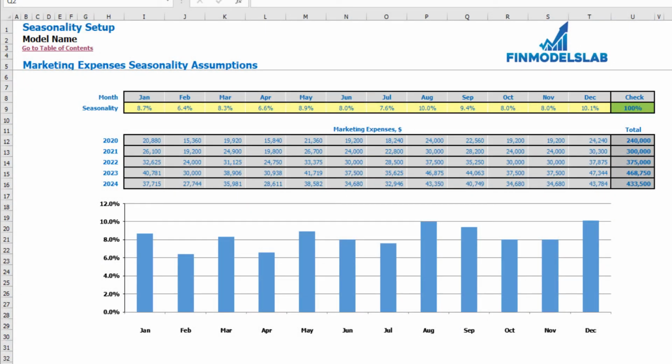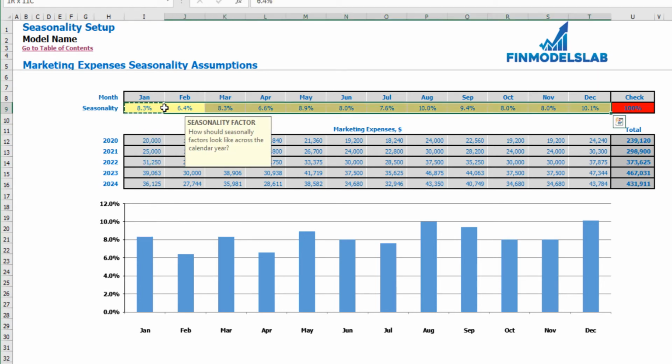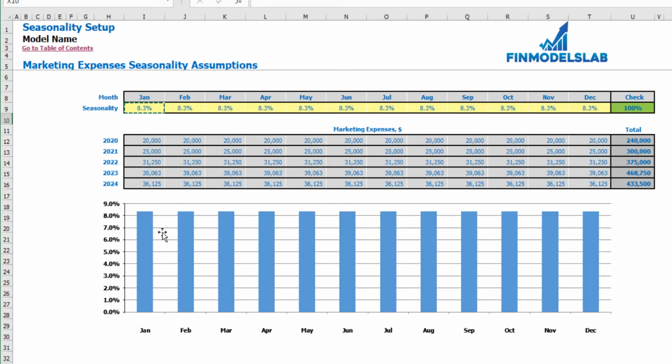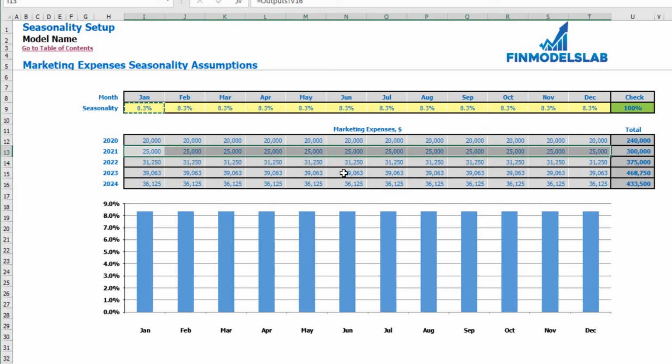The Seasonality tab, you can input your marketing expenses seasonality assumptions, allocation by months across the year. If you don't need any allocation of marketing expenses, you can just put equals 1 divided by 12 and copy this across all the months, and you will not have any seasonality across the year. Means that across all the months your marketing expenses will be equal by year.